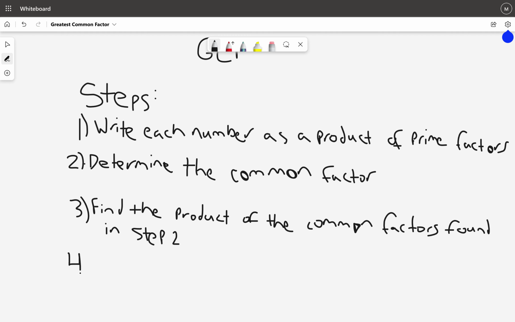And lastly, we have to check by distributing. And remember that when you distribute, it has to be the same answer as the original problem. And that's how you know you did the steps correctly.